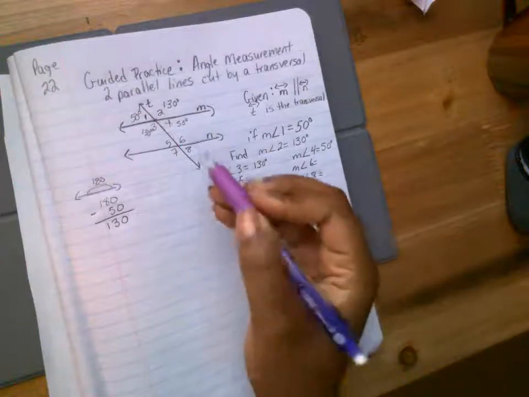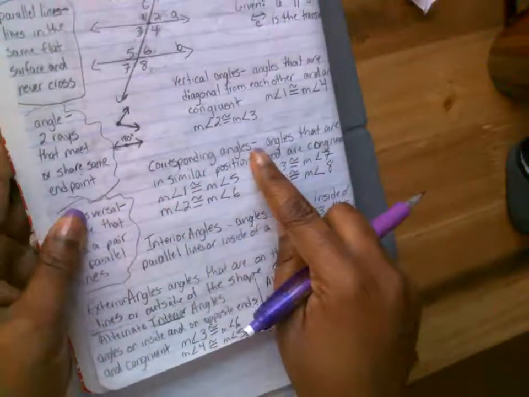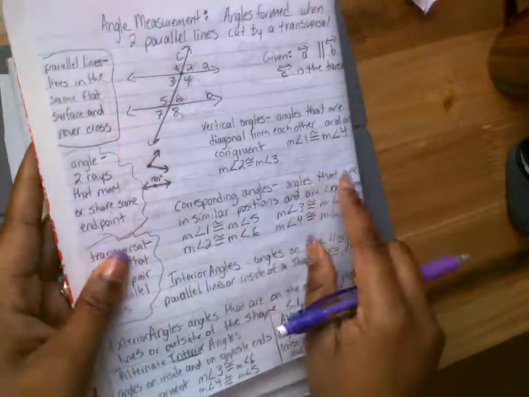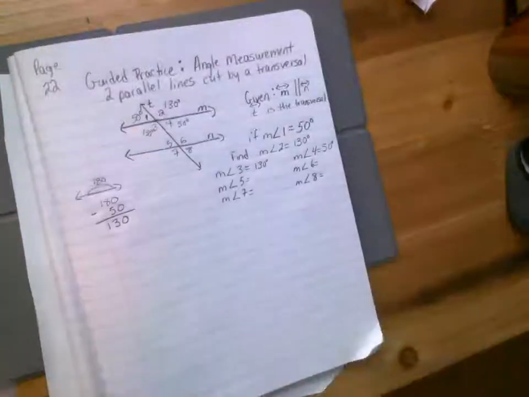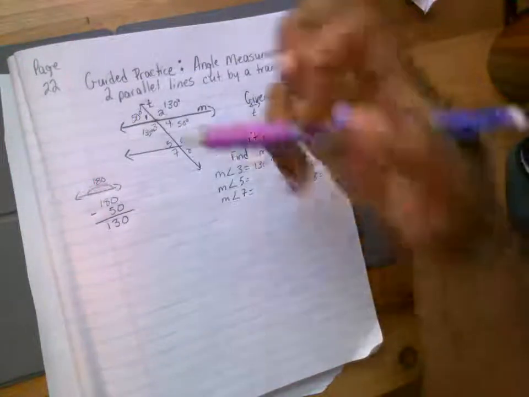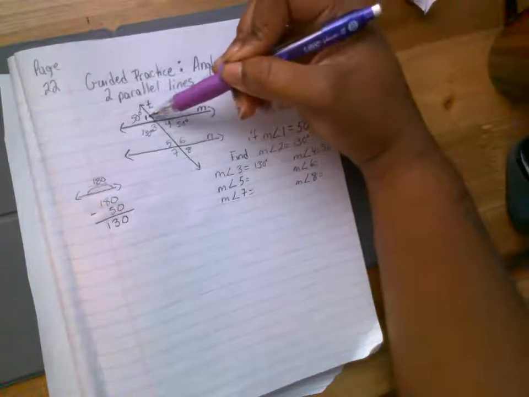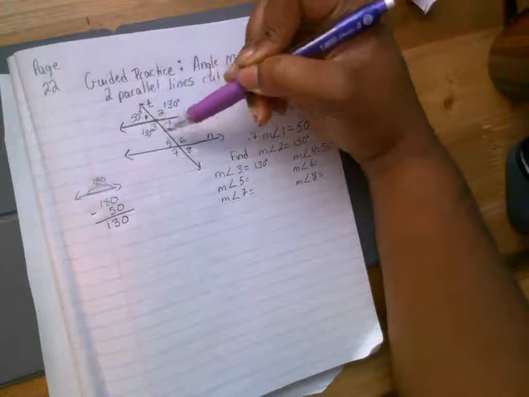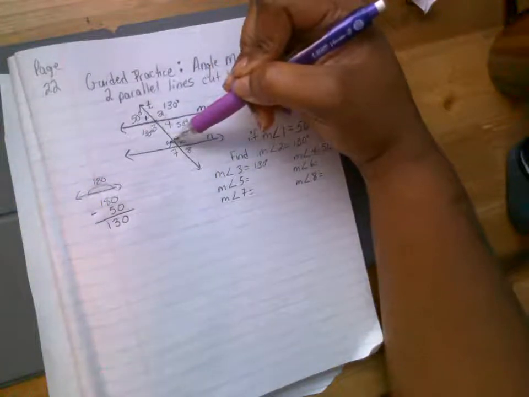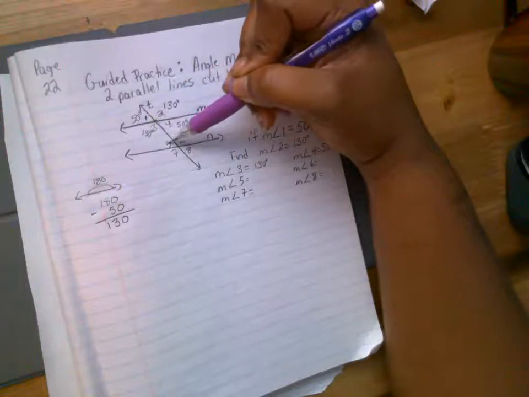Now, I need to find the degrees of these here at the bottom. Using my definitions from before, I'm going to use corresponding angles. Remember, corresponding angles are those angles that are in similar positions, and they are congruent. So in my diagram, 1 and 5 are in the same position. They're both in the top left corner. So whatever 1 is, so is 5 because they correspond. So since 1 is 50 degrees, 5 is also 50 degrees.